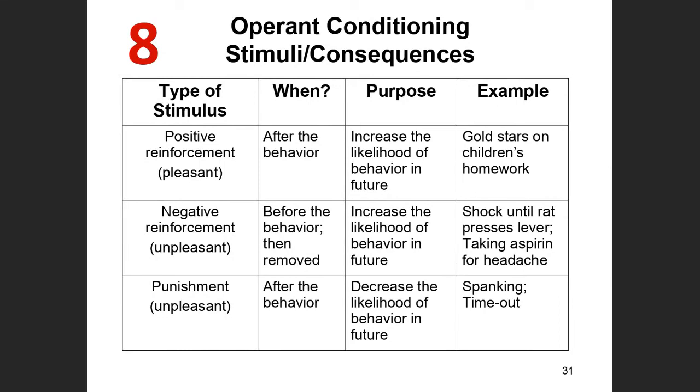If it's a positive reinforcer, it's pleasant, it comes after the behavior, and what you're trying to do is get those behaviors to continue. When you put gold stars on children's homework, that hopefully will get them to do their homework in the future. Now, a negative reinforcer is something that's unpleasant, and it occurs before the behavior, and then it's removed after the behavior. And because it's a reinforcer, you're trying to increase the likelihood of that behavior in the future also. So with Skinner, he had those Skinner boxes. I'll go back and show you that in just a second.